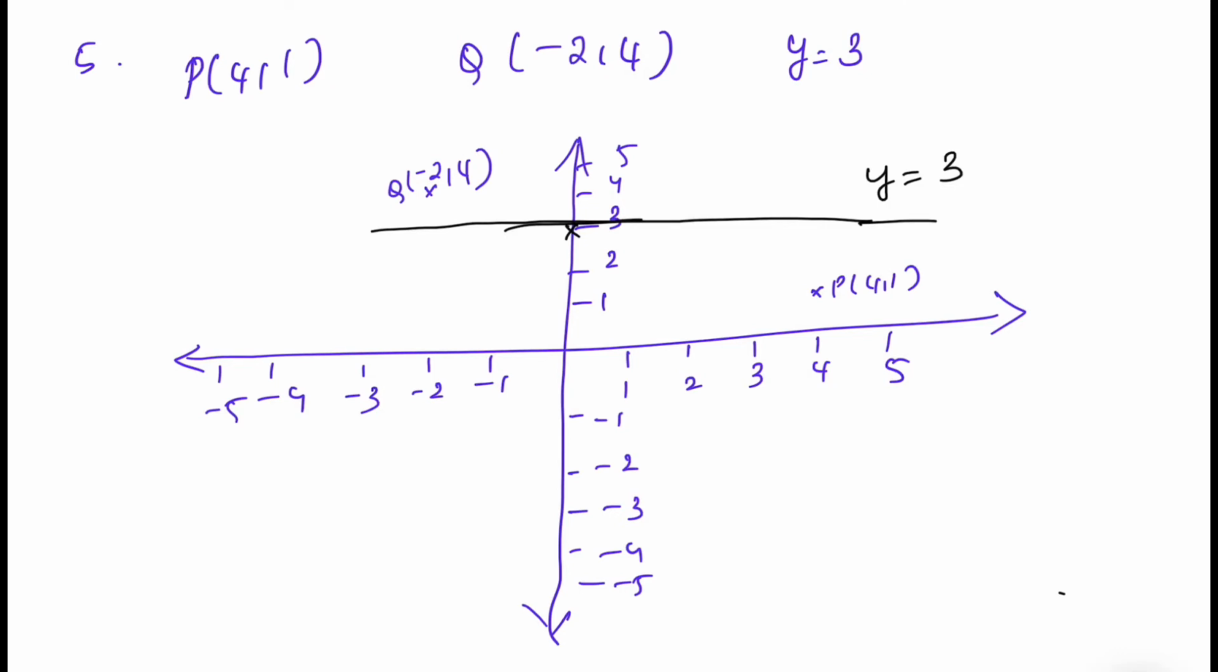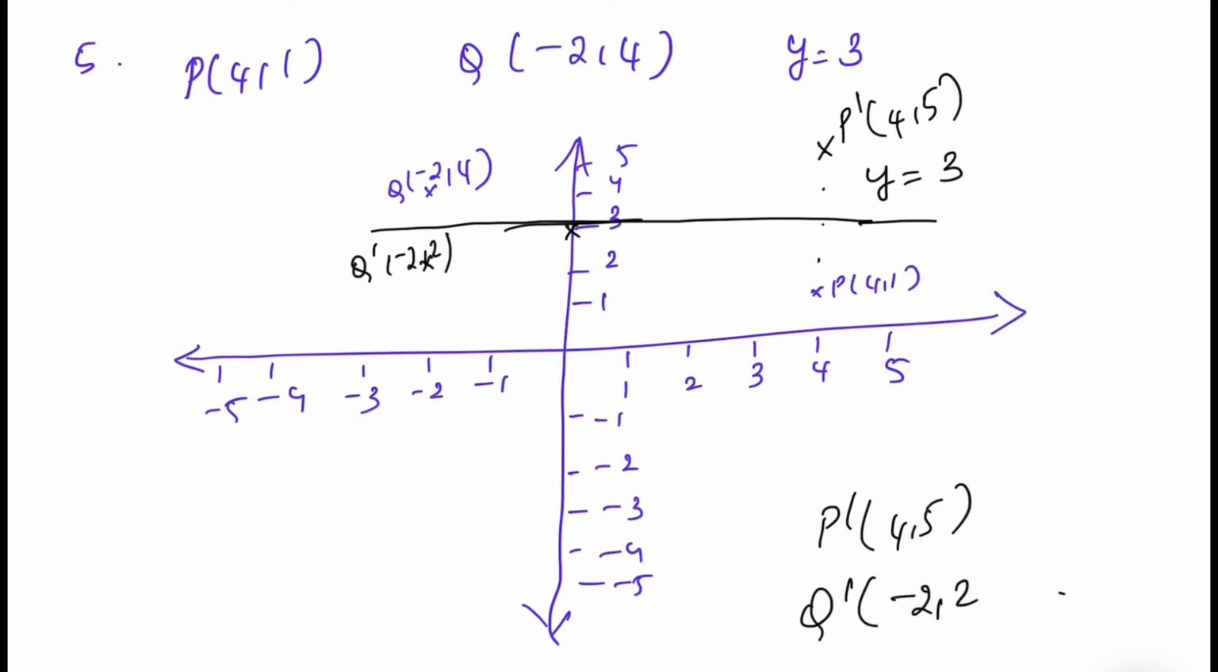So when it's reflected on this line at the same distance, see 1, 2. So here 1, 2, this point will be the P dash. P dash will be what? It will be 4, 5. And similarly Q dash, here -2, 4 is there, so this will become here. So what will be the point? Q dash is equal to -2, 2. So you can write your P dash is 4, 5 and Q dash is -2, 2. These are the reflected points. Hope it's clear.